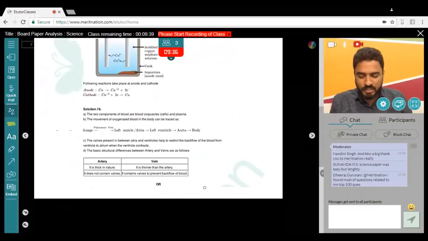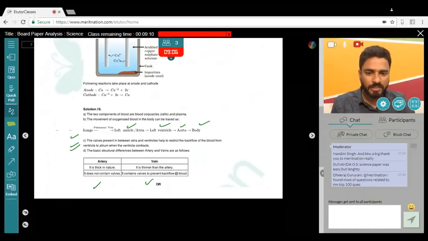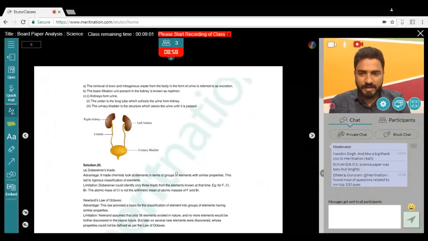Then trace the movement of oxygenated blood in the body. So it is from the lungs, then through pulmonary vein to your left auricle or atrium, then to left ventricle, then to aorta, and then to your body. So that is going to be the movement of the oxygenated blood in the body. Function of the walls present in between your atria and ventricles, you can clearly observe. Very simple function over here. Difference between artery and veins, the basic structural difference. Very simple theoretical question. If you mentioned 2 points for this, two differences between artery and veins, definitely you are going to get the full marks in this question number 19 as well.